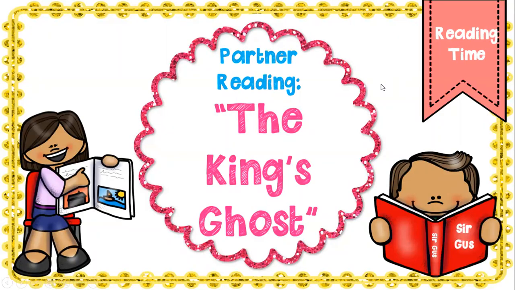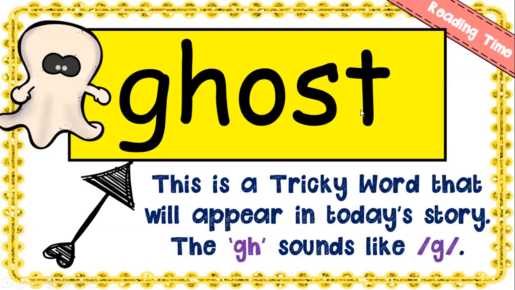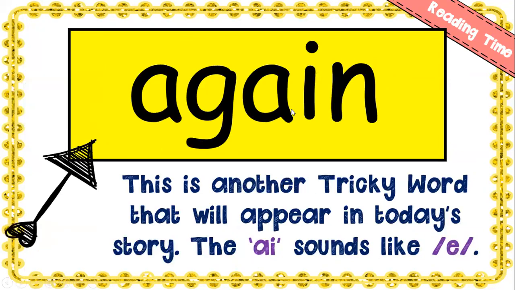Okay, now you're also going to look for the story in your packet titled The King's Ghost. Before we read, let's go over a couple of words from our story. The first word is ghost. This is a tricky word that will appear in today's story. The GH sounds like G. Another is again. This is a tricky word. The AI sounds like eh, again.